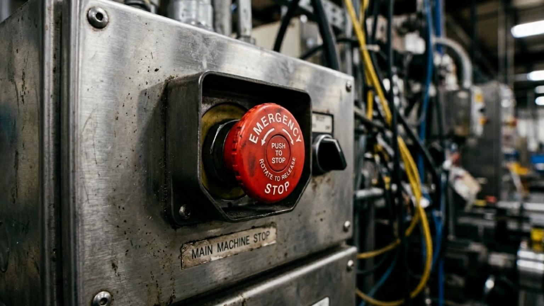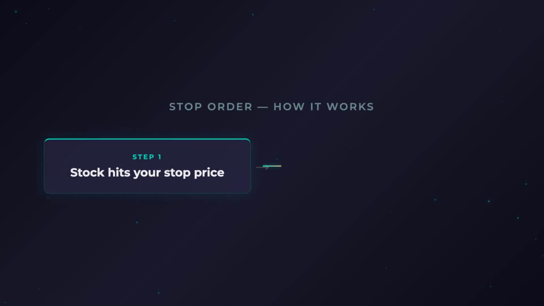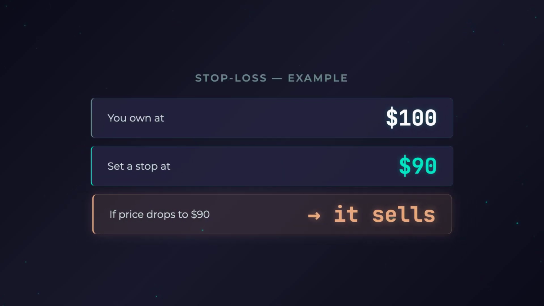Order type 3, the stop order. A stop order, sometimes called a stop loss, sits silent until the stock hits a price you set. Once it hits, the stop converts into a market order and fills at whatever's available next. Classic use case. You own a stock at $100 and you don't want to lose more than 10%. You set a stop at 90. If the price falls to 90, the trade triggers automatically.